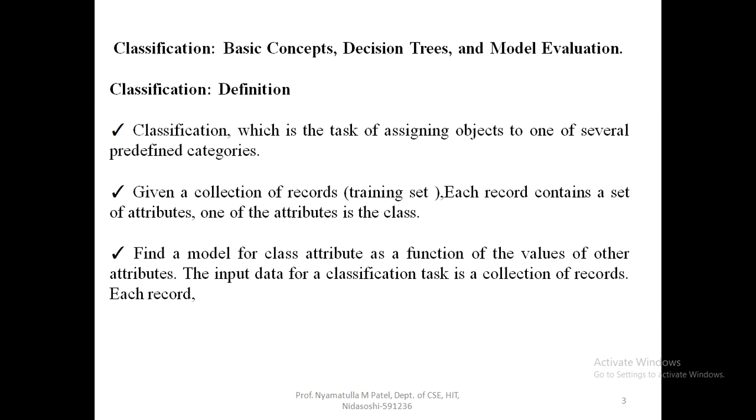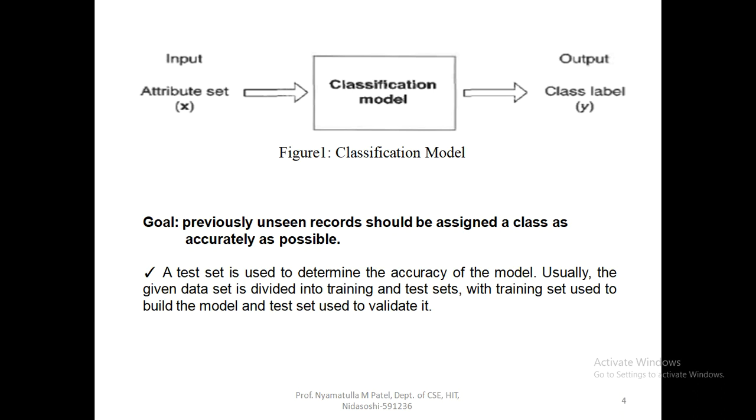One of the attributes is the class, to which a particular object belongs. Here what I need to do is find a model for the class attribute as a function of the values of the other attributes. So I need to design a model for the class attribute as a function. The input data for the classification task is a collection of records. Each record I need to take and give as input to the classification.